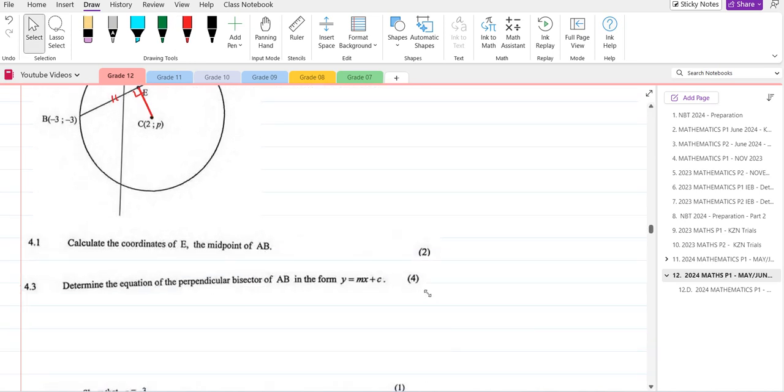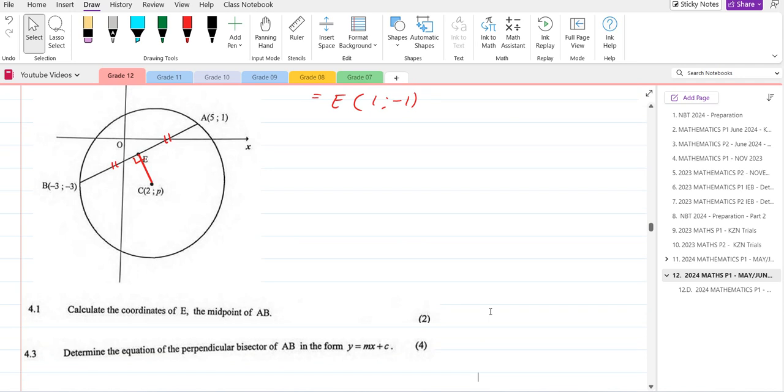It's just 4 marks. Determine the equation of the perpendicular bisector of AB in the form y equals mx plus c. So 4.3. Determine the equation of the perpendicular bisector of AB in the form y equals mx plus c. Equation of the perpendicular bisector is this line that I drew here. Remember, in the form y equals mx plus c. Well, we need the equation of this line first.